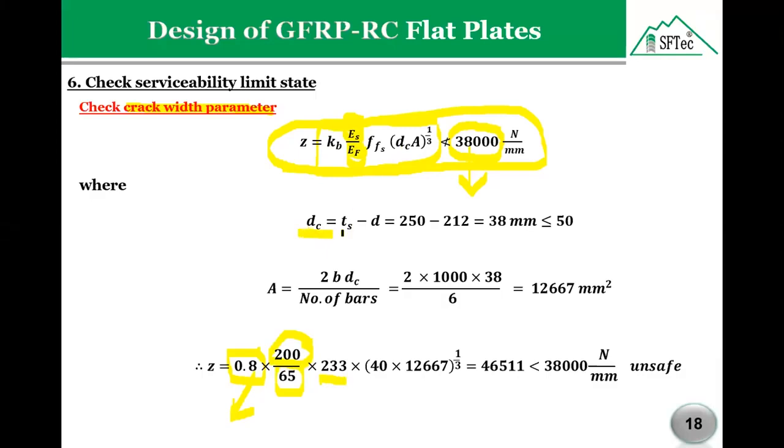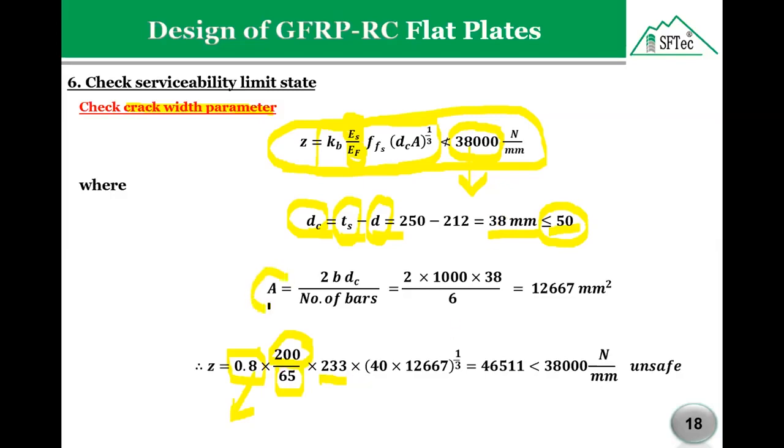DC is a factor which equals TS minus D, so the slab thickness minus the effective flexural depth. So DC equals 38. According to the code limitations, DC should be less than or equal to 50. So if you calculate DC and find that DC is greater than 50, forget about the calculated value and use 50. Here DC equals 38, so we are going to take it as 38.